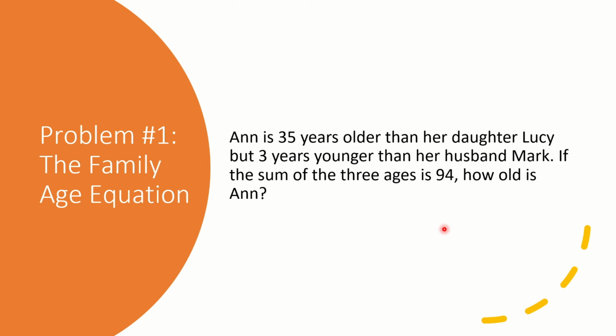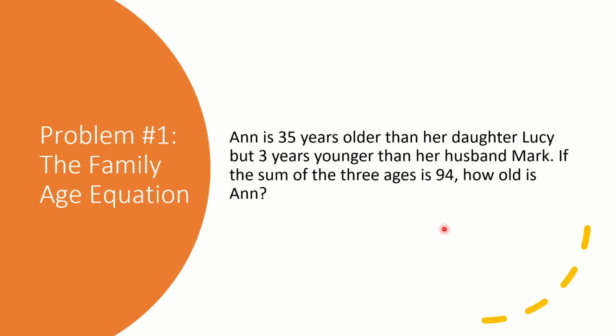So here's the problem we'll be working on. Anne is 35 years older than her daughter Lucy, but 3 years younger than her husband Mark. If the sum of the three ages is 94, how old is Anne? So to solve this, we're going to break it down step by step.